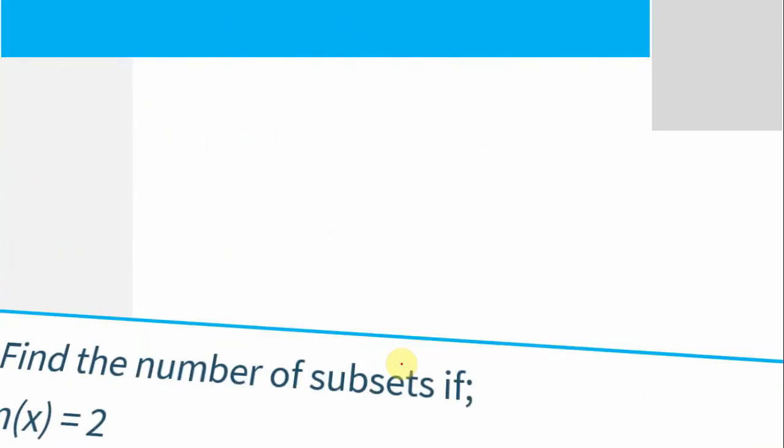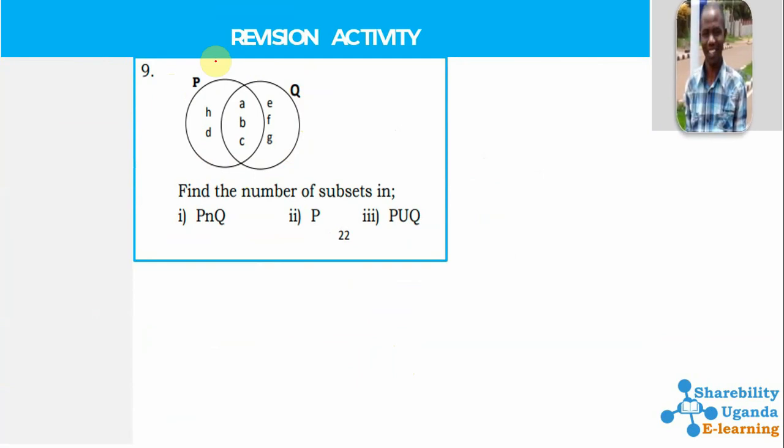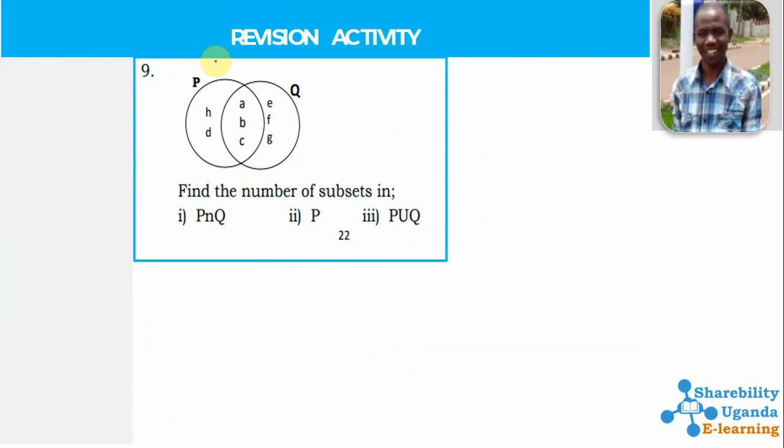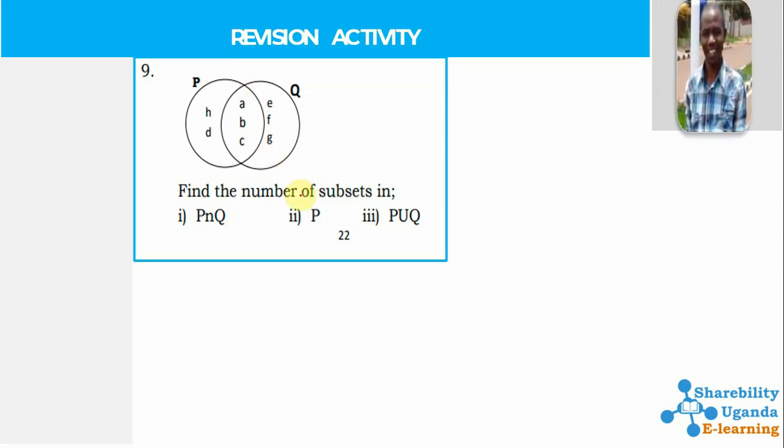Let's proceed also to another question, which is question 9. Here in question 9, you can see they have been able to draw for us our sets, because in our recent video, I've been looking at the intersection of sets, the union of sets. We have been able to see and understand how we can get the intersection of sets, the union of sets, the complement of sets, and also the number of elements of a set.